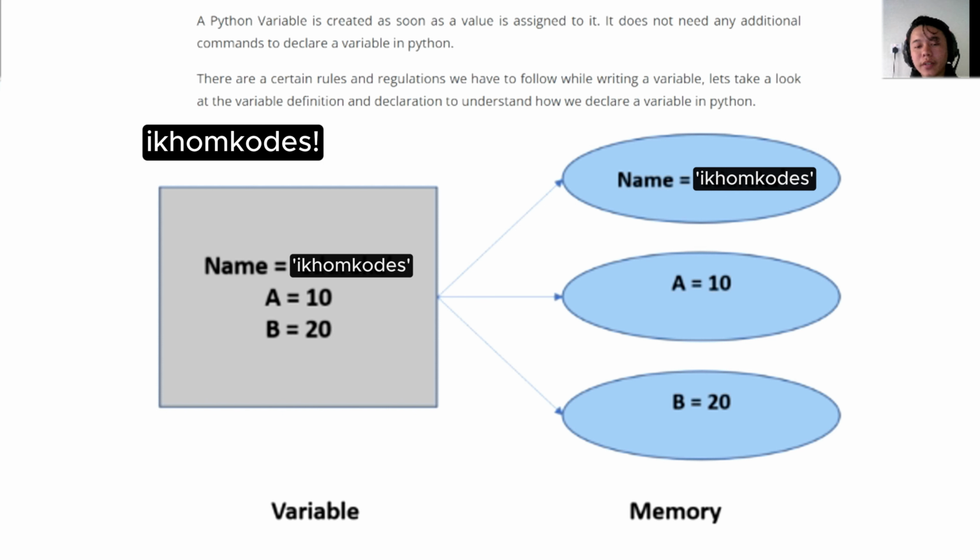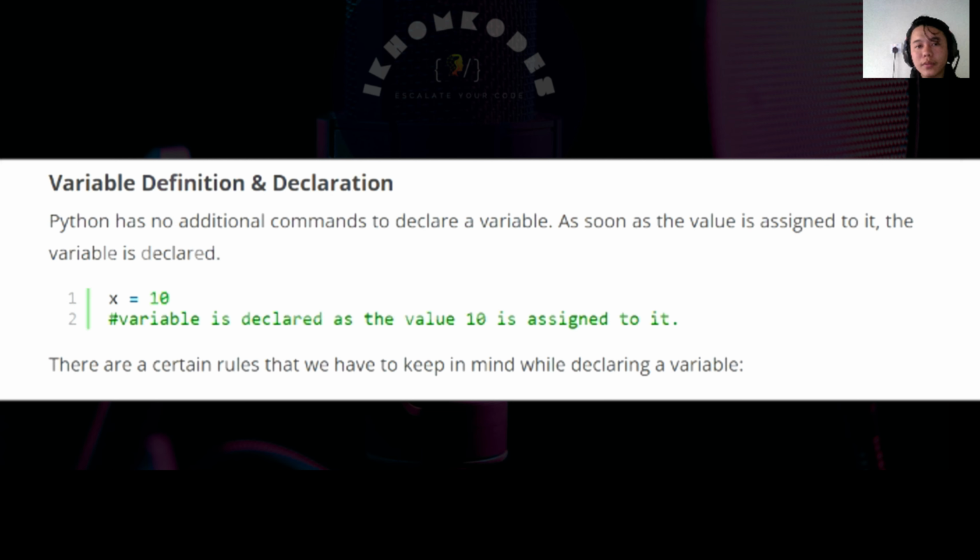Let's take a look at the variable definition and declaration to understand how we declare a variable in Python. Python has no additional commands to declare a variable. As soon as the value is assigned to it, the variable is declared. For example, x is equal to 10. The variable is declared as the value 10 is assigned to it, right?